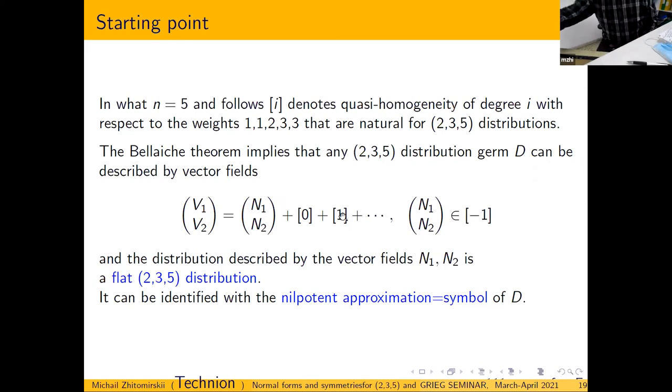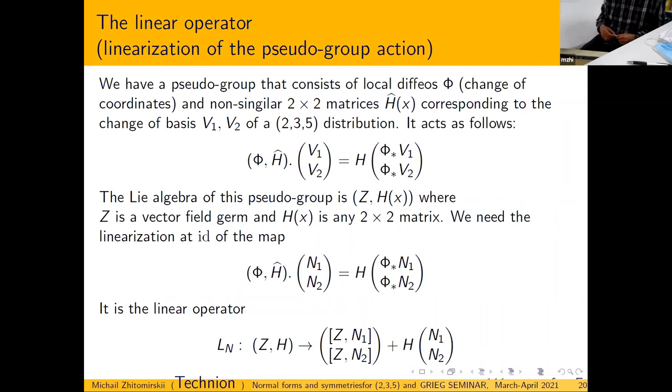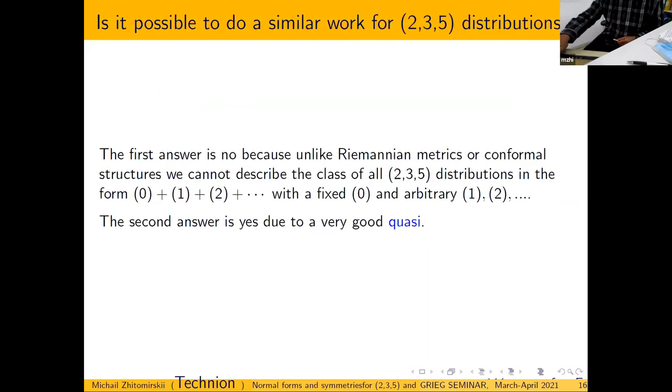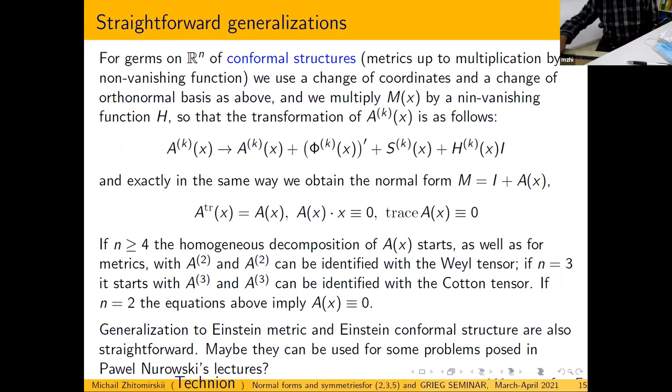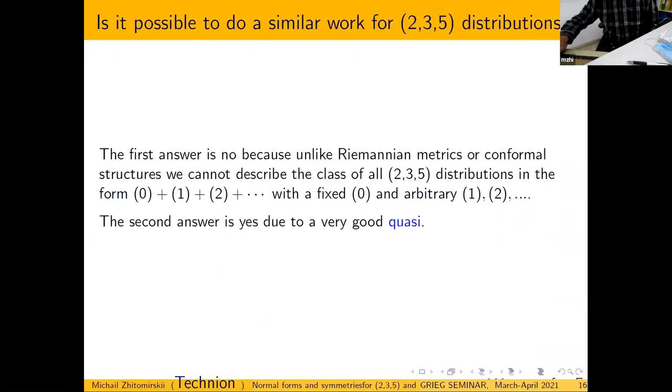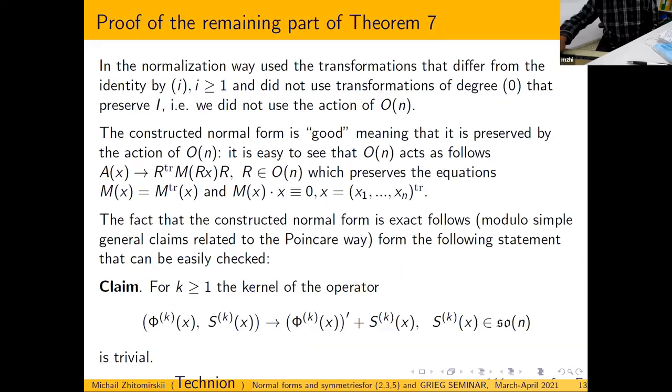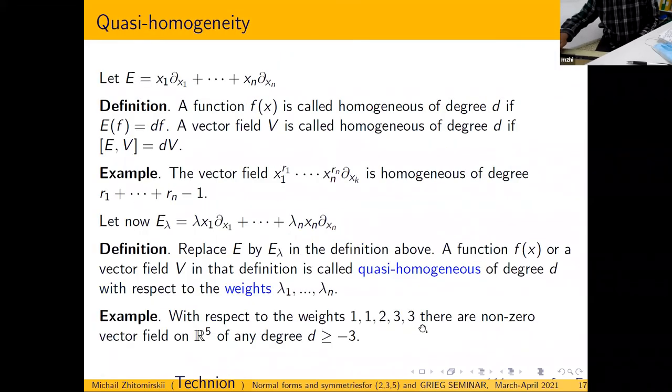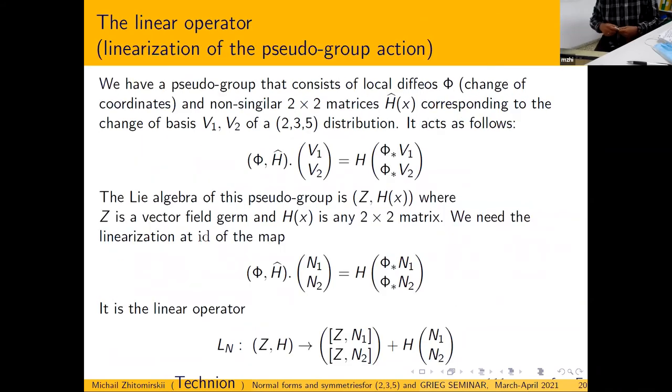Now we will again replace all round brackets by these brackets for quasi-homogeneity with respect to these weights, and I'll do the same as I did for Riemannian metrics. What operator was responsible for everything in the case of Riemannian metrics? Of course, this operator has a canonical meaning. It is the linearization of the action of the pseudo-group of our transformations.